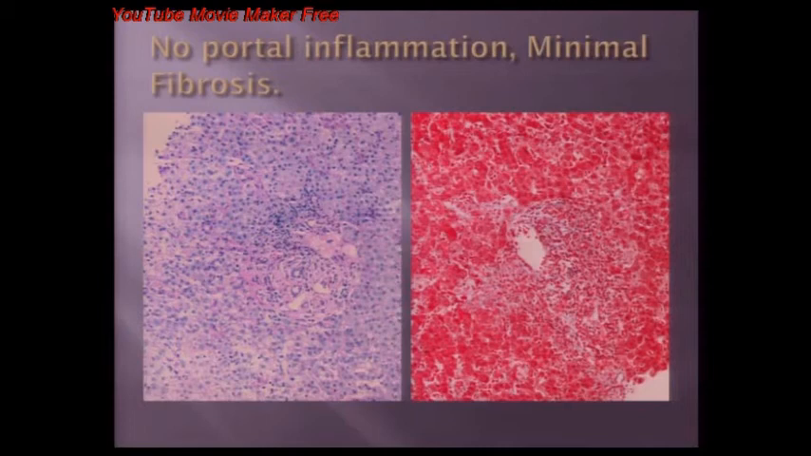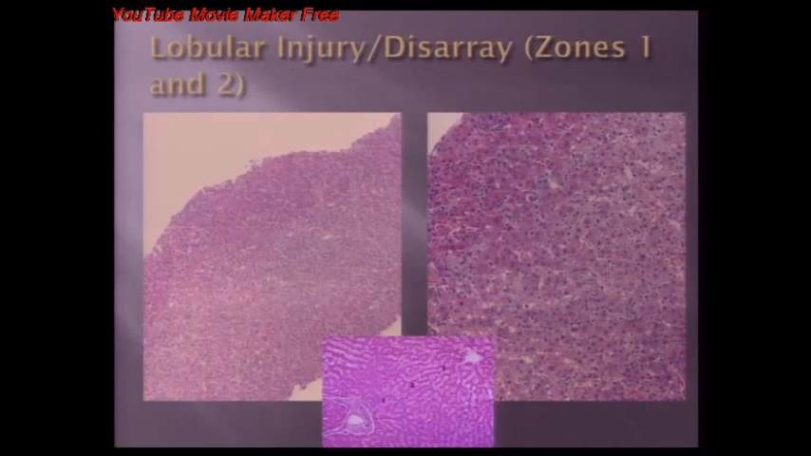The lobule, on the other hand, so this would probably be zones 2 and 3. This is medium power, this is high power, this is your normal comparison. Look how busy the lobule is. Remember, in normal liver, you really shouldn't see much in the way of Kupffer cells, lymphocytes, plasma cells, neutrophils. You really shouldn't see many inflammatory cells in the normal liver.